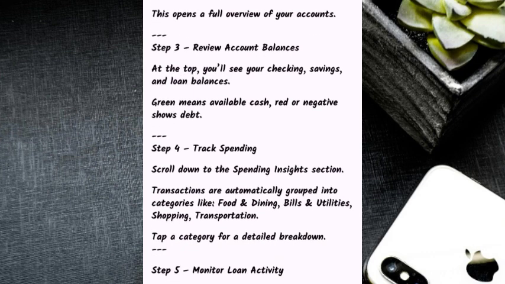Next is to track spendings. Scroll down to the spending insights section. Transactions are automatically grouped into categories like food and dining, bills and utilities, shopping, and of course transportation. Tap a category for a detailed breakdown.